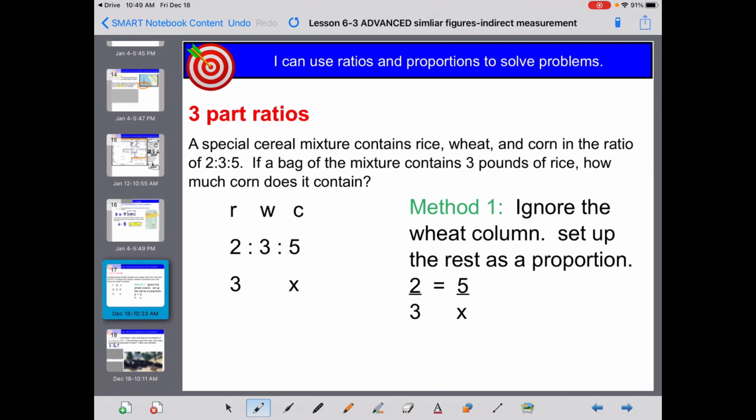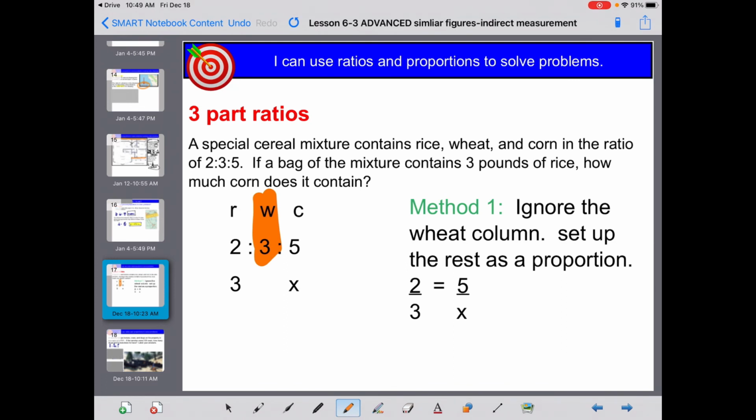3-part ratios. I want to quickly touch on this so that you've seen it. A special cereal mixture contains rice, wheat, and corn in a ratio of 2 to 3 to 5. You're thinking, what? You can have 3-part ratios? You bet you can. So if a bag of the mixture contains 3 pounds of rice, how much corn does it contain? Well, one method is to ignore the wheat column altogether. So we're just going to ignore this column because I didn't ask anything about the wheat.